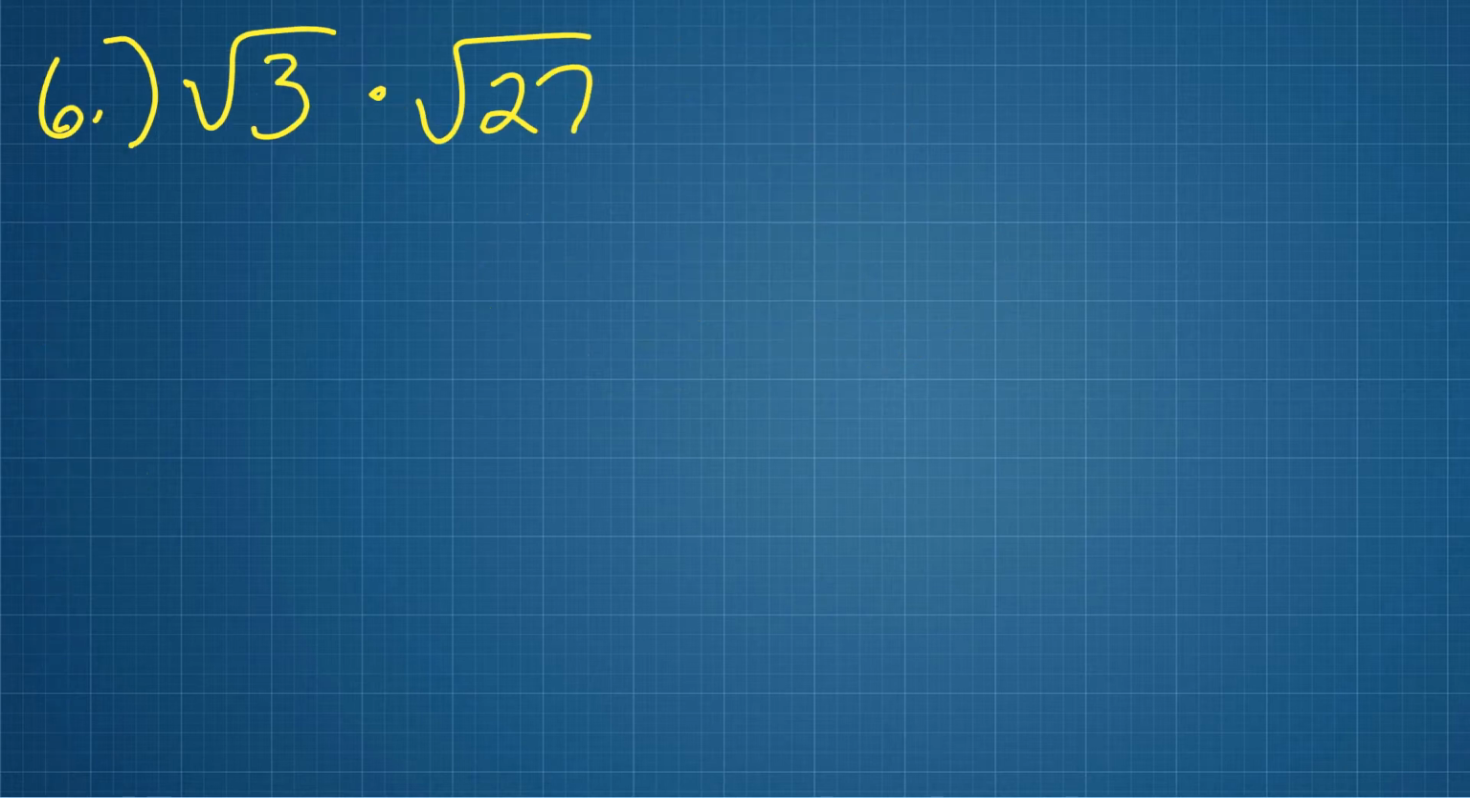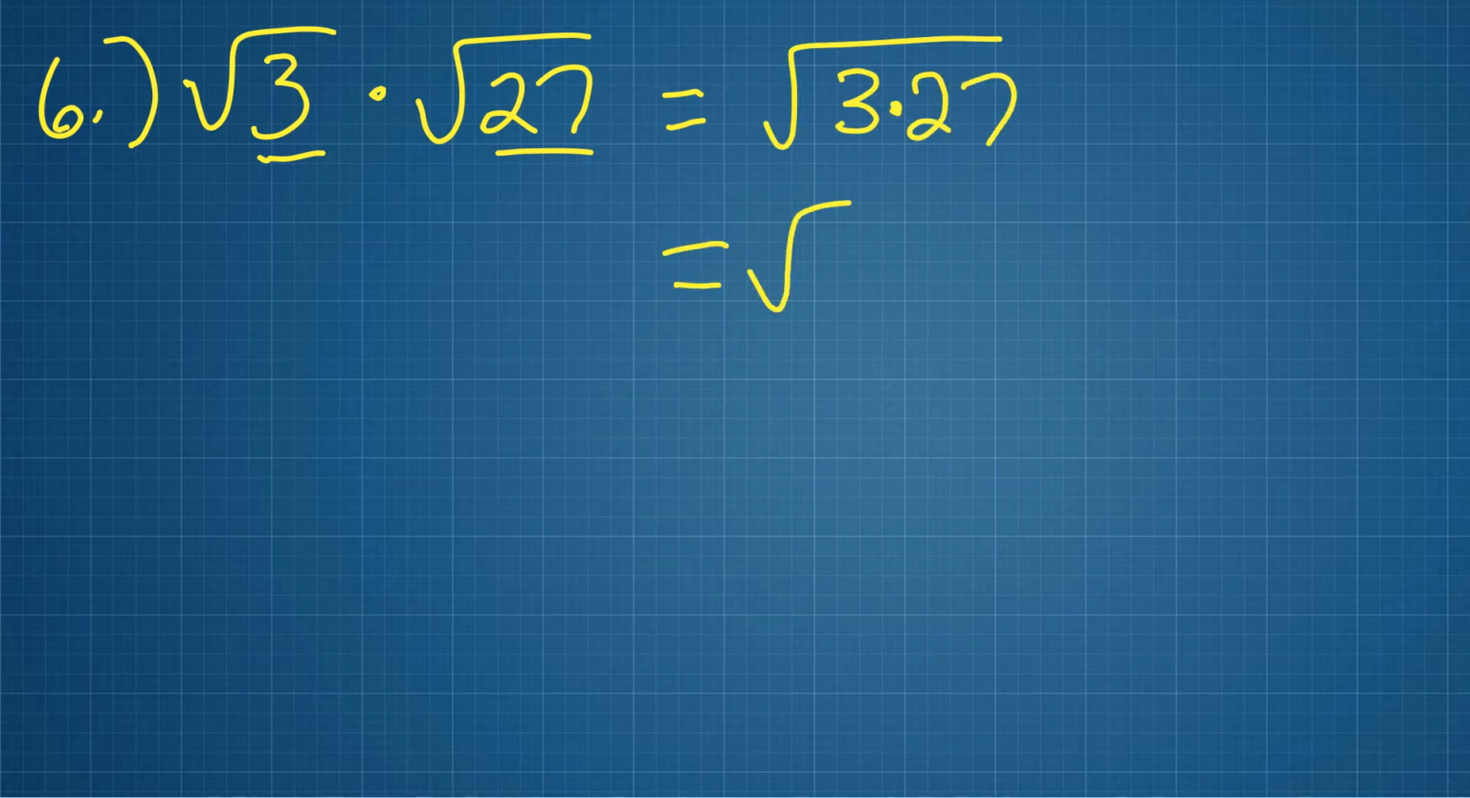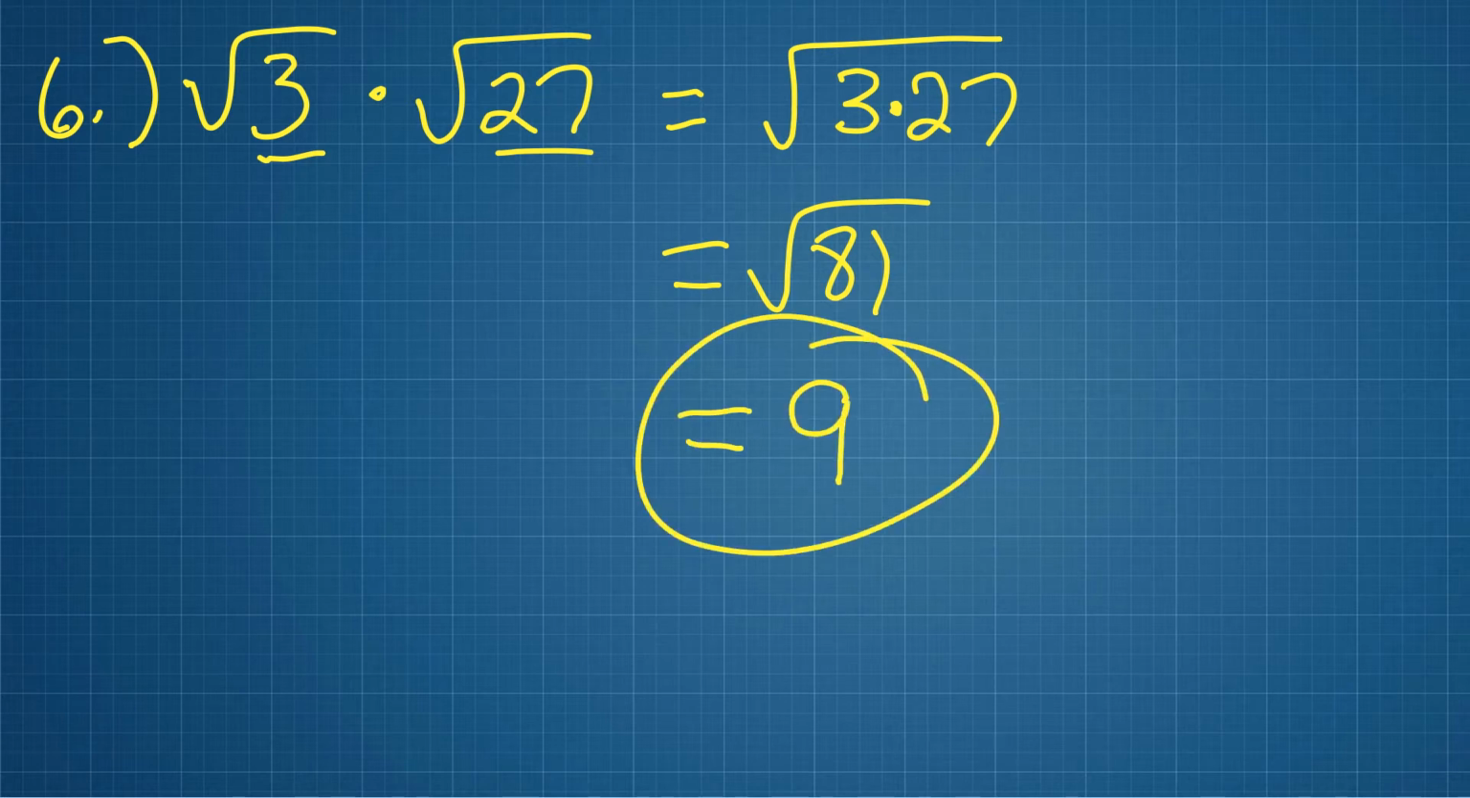That's it for 4. Alright, number 6, I have the square root of 3 times the square root of 27. I multiply them both together because they're both in jail, so I get the square root of 3 times 27, which is the square root of 81. The square root of 81 is perfect, so it is just 9. That's it for number 6.